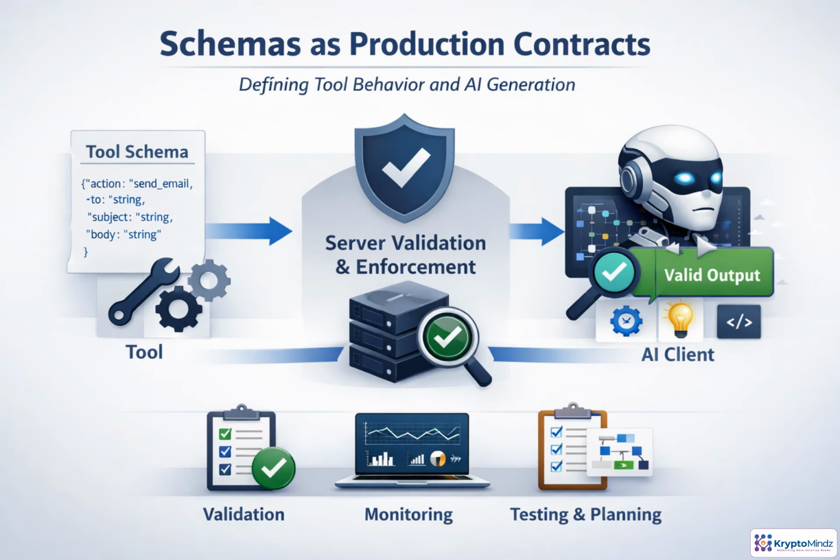A schema is the production contract between what the AI wants to do and what the server will actually run. It turns a natural language intention, like send an email, into an allowed shape. Required fields, valid types, constraints, and semantics. That contract gives the client safer boundaries for generation, and gives the server a clear basis for validation and enforcement. In production, strong schemas also make behavior observable and testable. Treat schema design like API design: intentional, reviewed, stable where possible, and versioned when it changes.